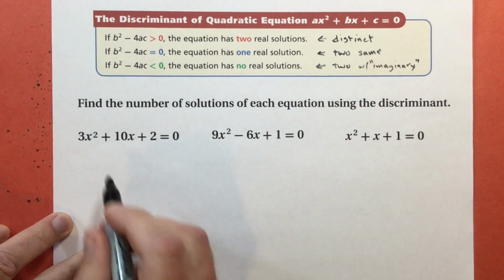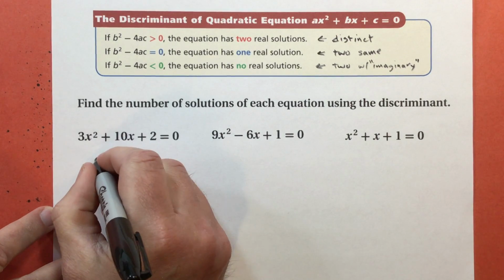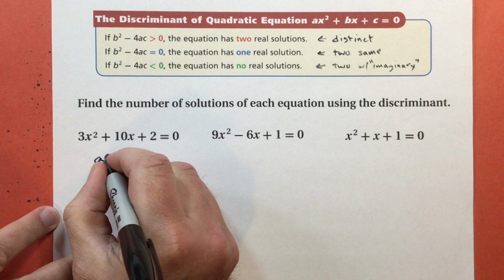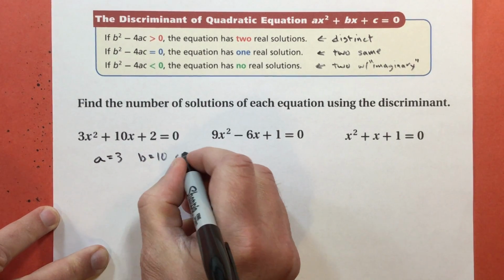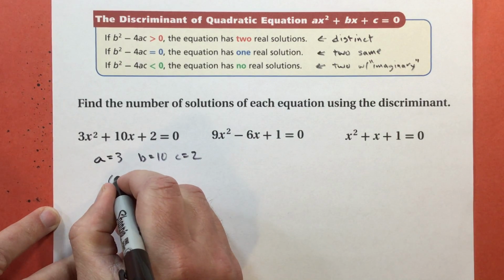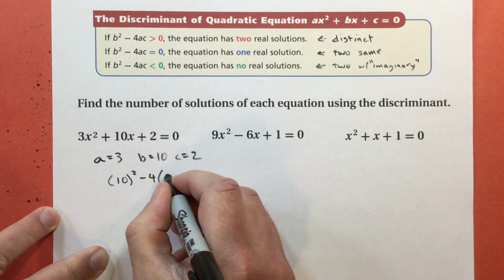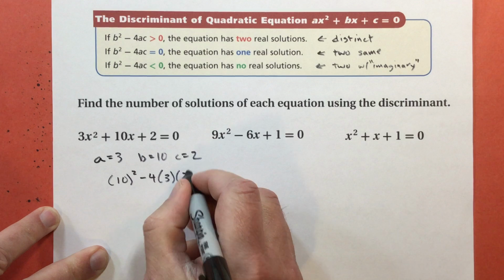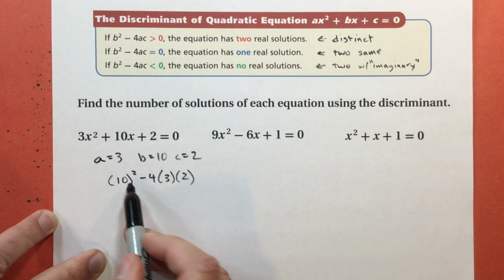Okay. So for this example, I don't need to do a lot of work for these. All I need to do is find the discriminant. A is going to be 3, B is going to be 10, and C is going to be 2. So I do b to the second power. Don't forget to use parentheses. 10 squared. Subtract 4 times a, which is 3, times c, which is 2. Square this, multiply this, subtract.